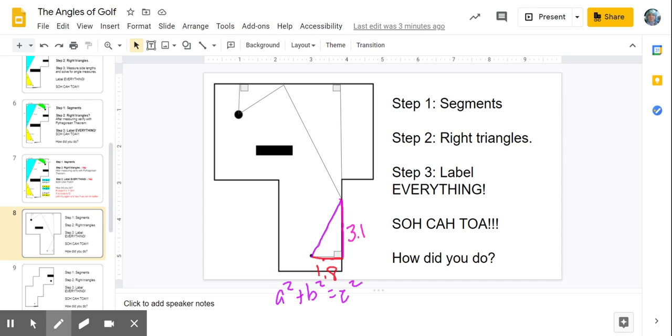So we want to do 1.8 squared plus 3.1 squared, and then take the square root. So what do you get when you do that? And we're going to round to the nearest tenth. And you can put it in the chat box too if you get it.